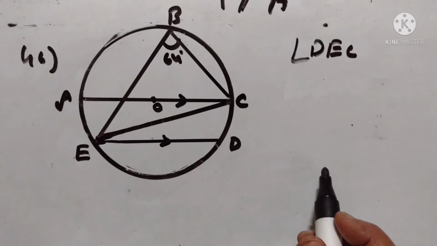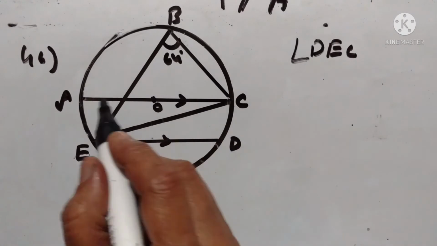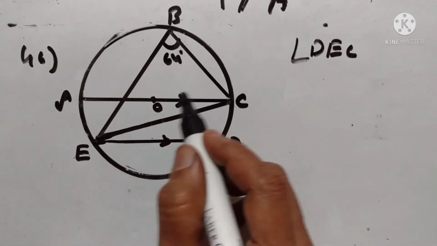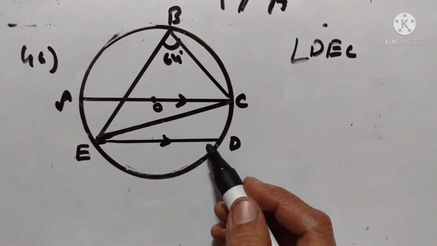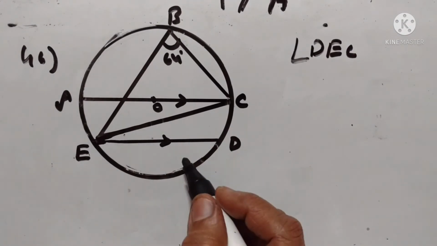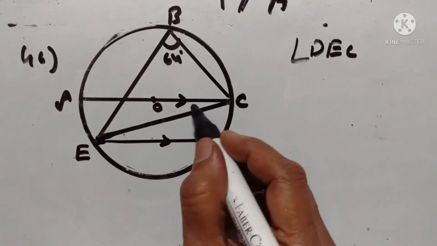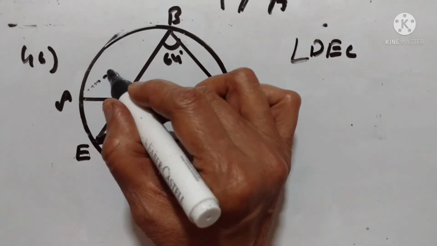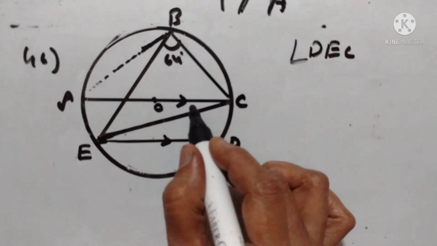46th problem. In this figure, AOC is the diameter and AC is parallel to ED. If angle CBE is equal to 64 degrees, we have to calculate angle DEC, this angle. So this angle is equal to this angle. This is one angle. Let us make another angle in the same segment. So this will be equal to this.